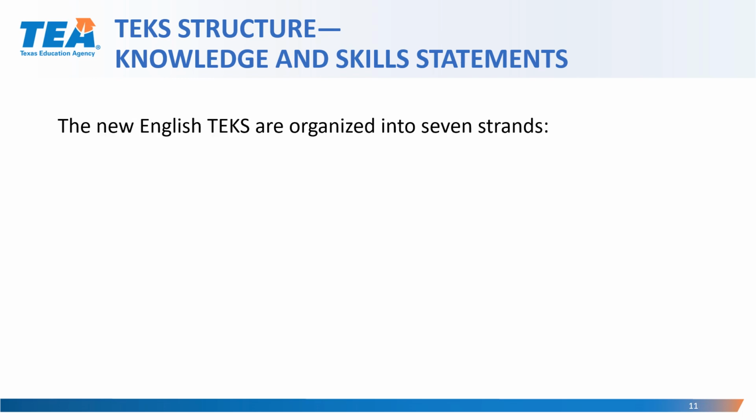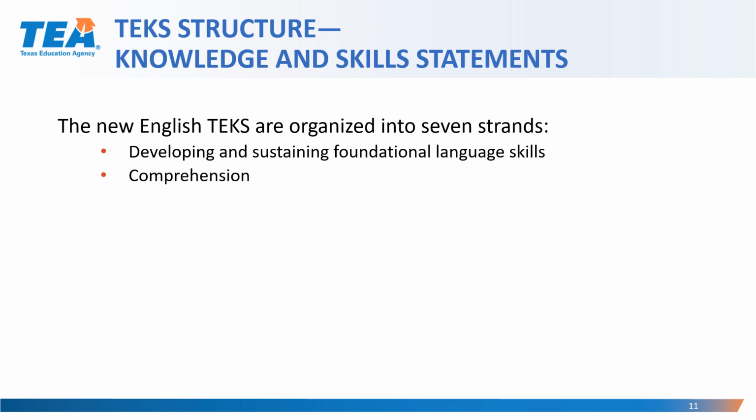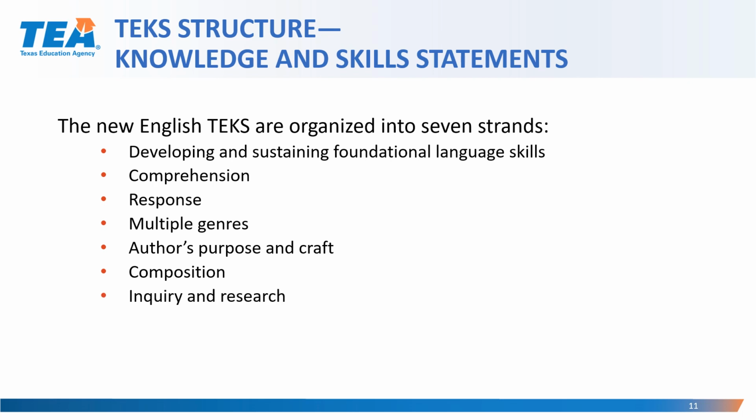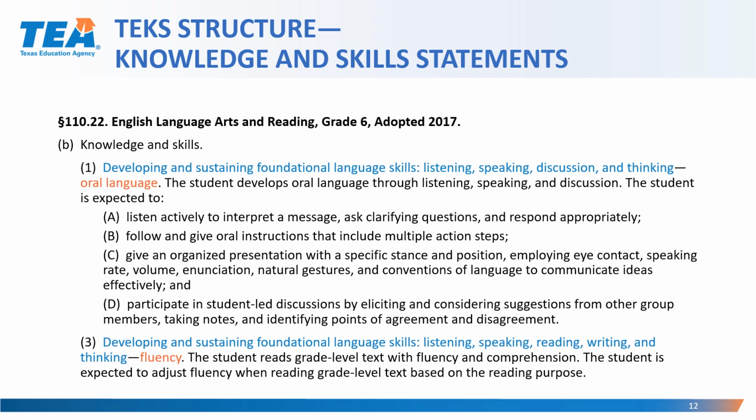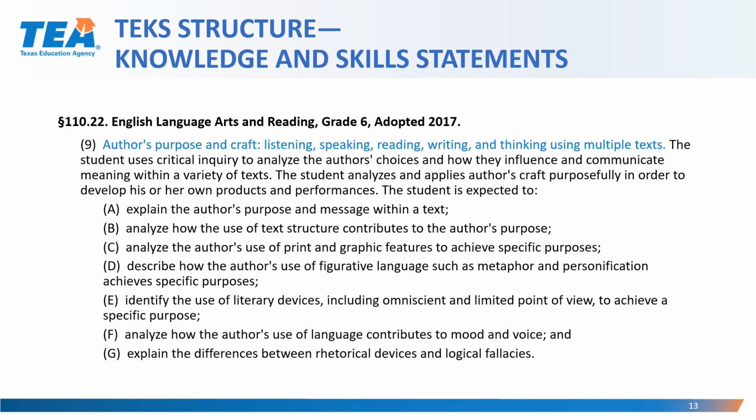There are 7 strands in the new English TEKS: developing and sustaining foundational language skills, comprehension, response, multiple genres, author's purpose and craft, composition, and inquiry and research. The strands include the 4 domains of language, which are listening, speaking, reading, and writing, and also thinking. In this grade 6 example, you'll see the strand in blue text and the substrand in orange text. The knowledge and skill statement in this example does not have a substrand.